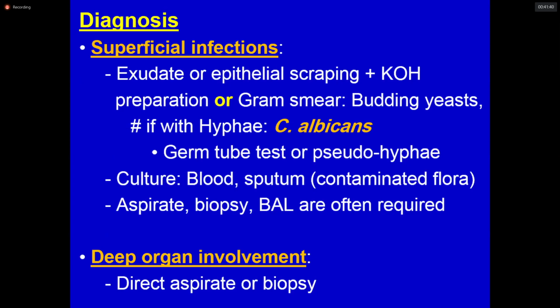Remember that half of the populations are carriers of Candida at their oropharyngeal area. Also, we can aspirate from areas. We take biopsy, bronchoalveolar lavage to see whether there is pulmonary infection or not. Deep infection, also direct aspiration. You can aspirate a sample from an area of infection. Also, you can take biopsy to see whether Candida is present or not.